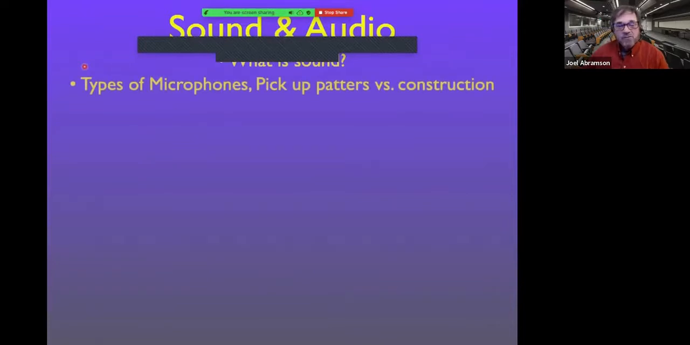We're going to talk about what exactly is sound, the types of microphones. We type microphones by their pickup pattern, and we also type microphones by their construction. We're going to look at some microphone accessories.